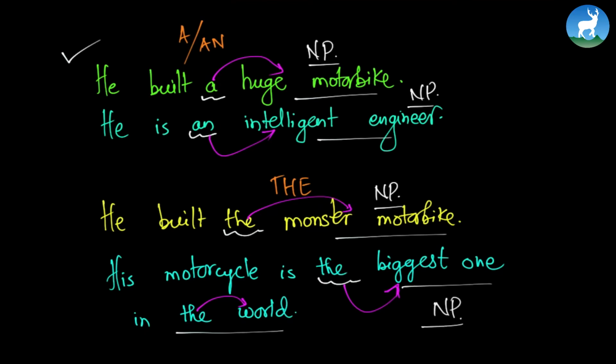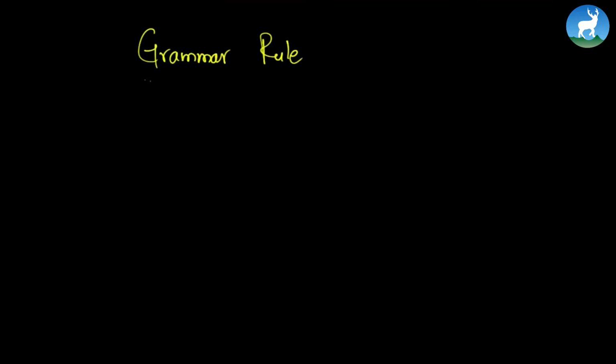A noun phrase is a combination of words, a group of words that act like a noun. What does that mean? So Hugh's motorbike, we have an adjective, we have a noun. So these two words are called a noun phrase because Hugh's motorbike altogether is acting as a noun. The simplest form of grammar rule that decides the use of articles is the sound.